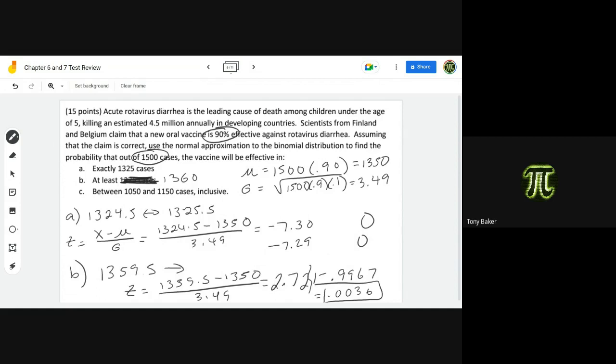So out of 1,500 cases, the probability that at least 1,360 cases would be cured is 0.0036.